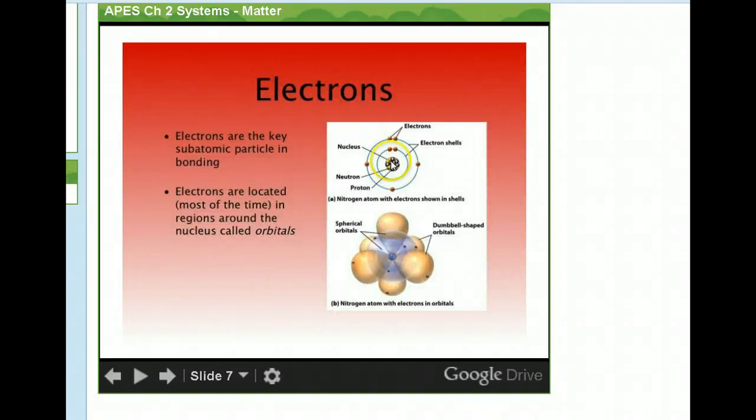The number of protons in the center equals the number of electrons on the outside for a neutral atom. So for carbon, there'd be 6 protons here, and there'd be 6 electrons on the outside. This is showing nitrogen, which has 7 electrons on the outside, so there would have to be 7 protons on the inside, and then whatever number of neutrons it would have.